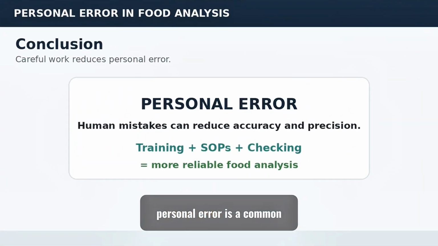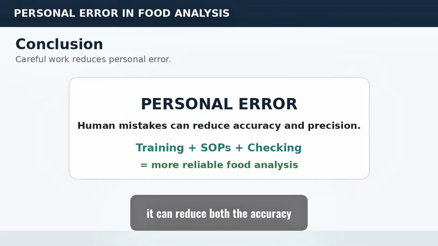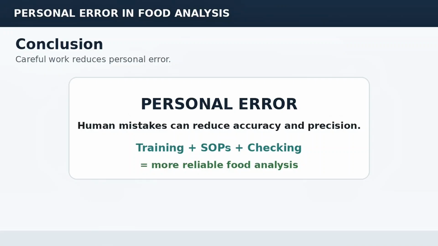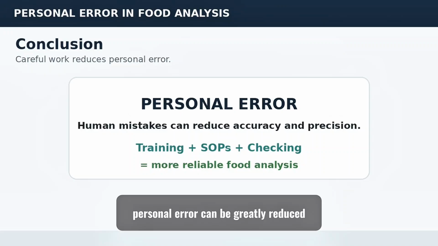In conclusion, personal error is a common source of error in food analysis because it is caused by human mistakes. It can reduce both the accuracy and precision of results. However, by receiving proper training, following SOP carefully, and checking our work before finishing the experiments, personal error can be greatly reduced.